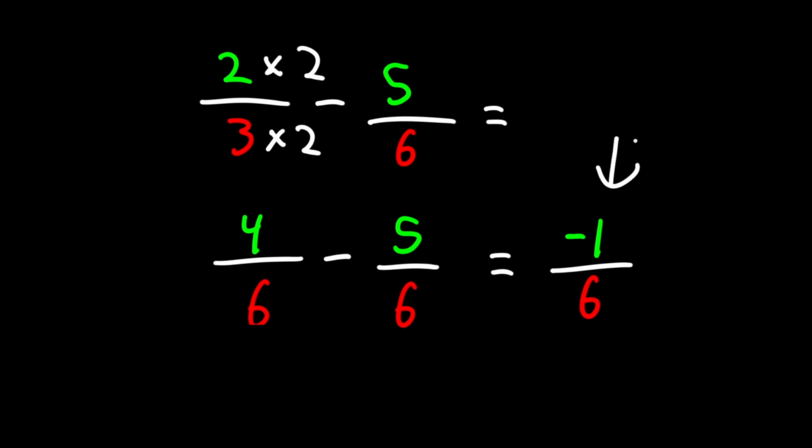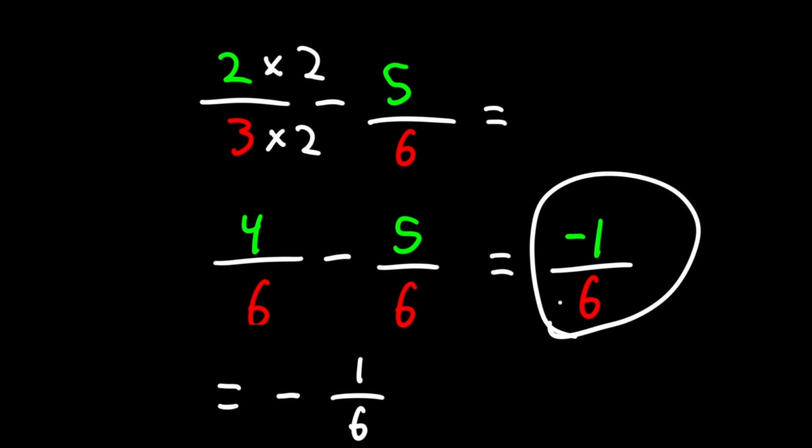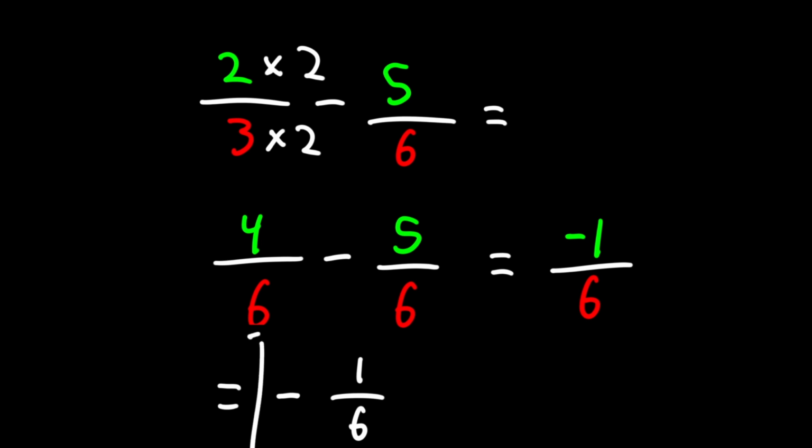Since the numerator has a negative sign, we can actually put the negative sign outside of the fraction. So what we have is negative 1 over 6. Since the numerator alone is negative, it means the entire fraction is negative. So that means our final answer is negative 1 over 6.